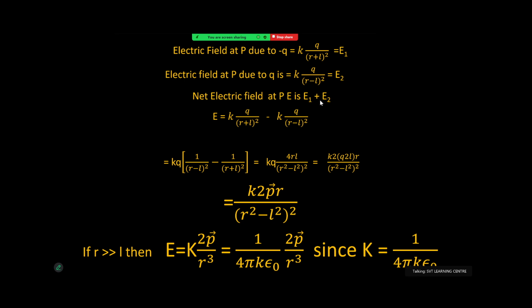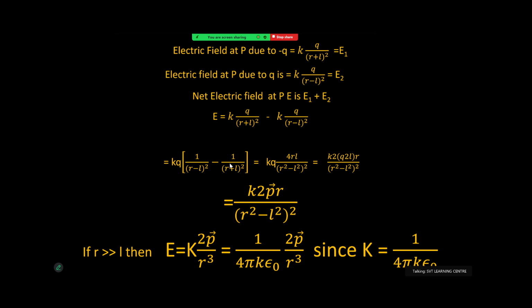The sum total of the electrical field at P is E1 plus E2. Now one of them will be negative because there is a change in direction. So we take E is equal to E1 minus E2. As you can see, kq is common, and we have 1 upon r minus L the whole square, 1 upon r plus L the whole square. So you get 4rL upon this.